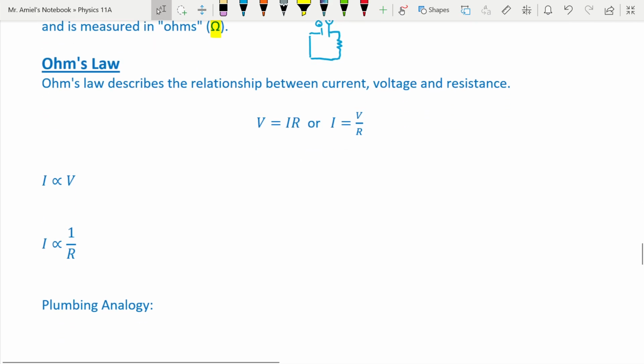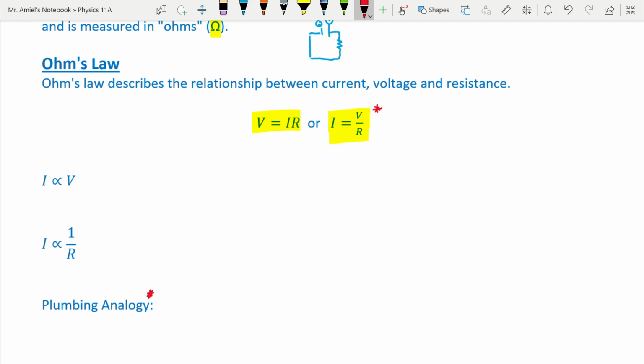So now that we know about voltage, we know about current, and we know about resistance, we can put these things together in something called Ohm's law, which describes the relationship between them. So Ohm's law is commonly written as voltage equals current times resistance, V = IR, and we can also flip it to say that current is equal to voltage over resistance, I = V/R, and it might be a little bit easier to think about it in this second way when we go down and talk about this analogy here.